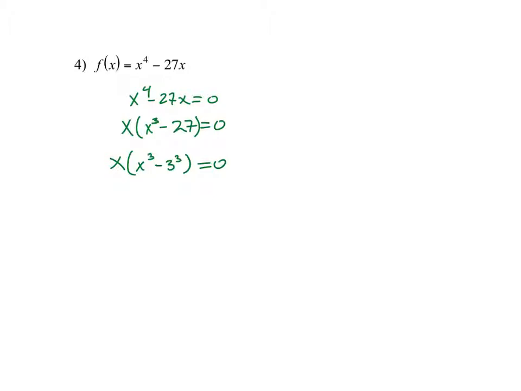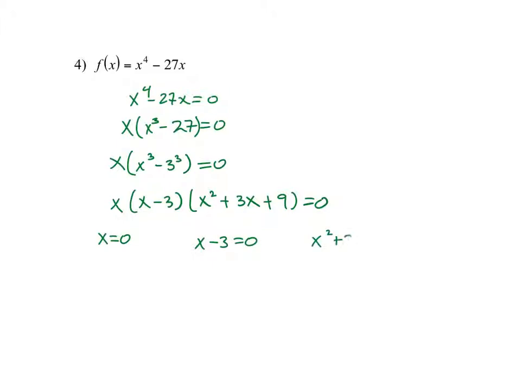Again, I have a difference of cubes. So (x minus 3) times (the first one squared, plus the first one times the second one, so 3x, plus the second one squared, so 3 squared is 9) equals 0. Now, I'm going to split all that in 3 factors. So x equals 0, x minus 3 equals 0, and x squared plus 3x plus 9 equals 0. So from here I have that x equals 3.